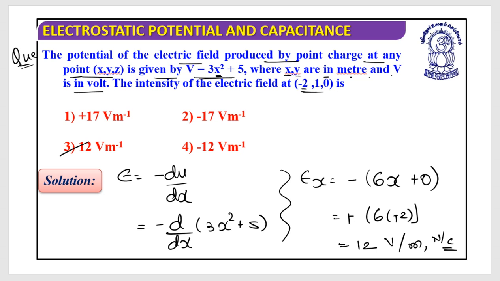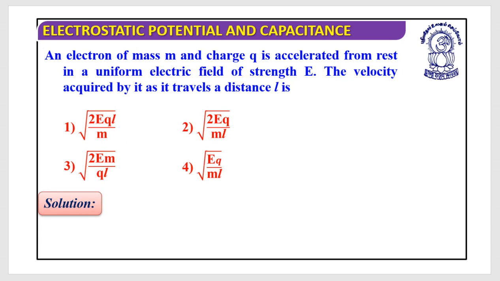So let's look at the next question. An electron of mass m and charge q is accelerated from rest in a uniform electric field of strength E. The velocity acquired by it as it travels a distance L. Oh, very good and very logical question. Even this is a very good example where they have combined the concept of class 11 and class 12.